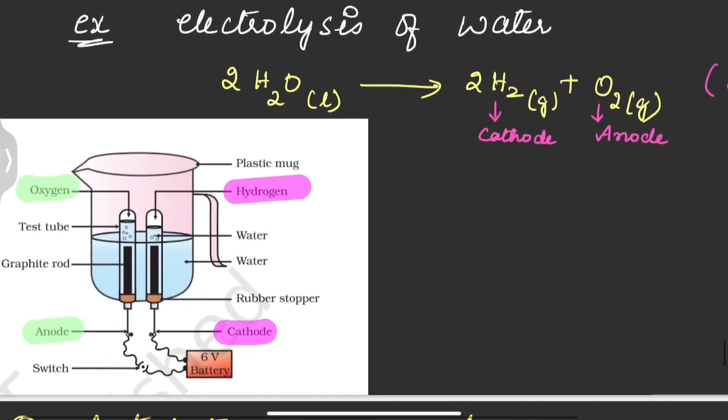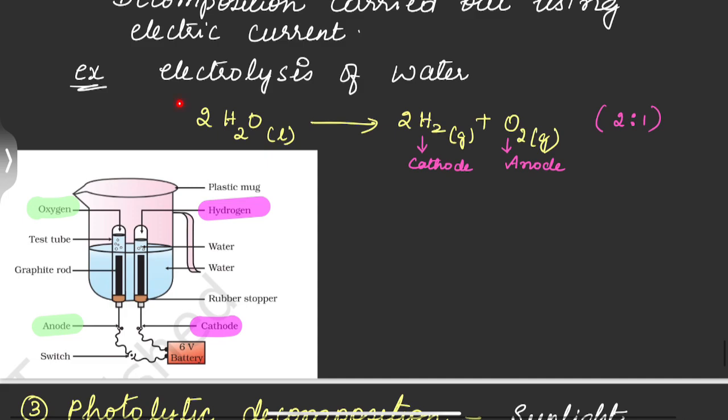In what ratio are they liberated? See here, this is the balanced equation. What happens is water will break and hydrogen gas will be liberated and oxygen gas is liberated. Where is this hydrogen gas liberated? At the cathode. Oxygen gas is liberated at the anode. What is the ratio they are getting liberated? It is 2:1. So hydrogen is 2 and oxygen is 1. So this is the ratio they are getting liberated.